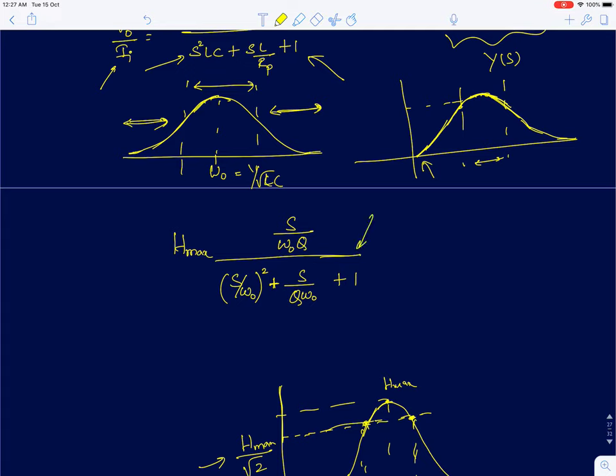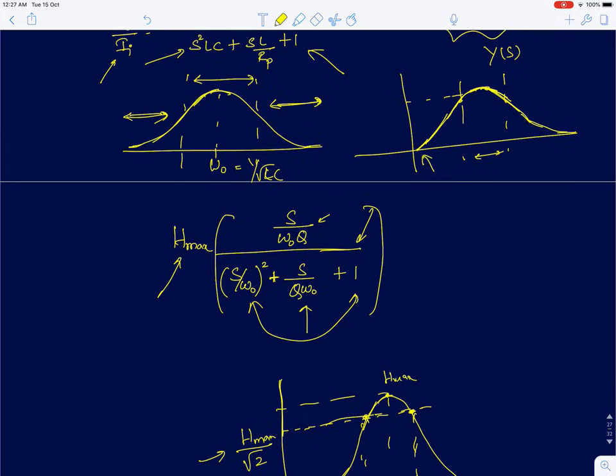You can see that at the resonant frequency, these two terms will cancel out. So you will be left with S by omega naught divided by S by omega naught, so you will get 1. And I've multiplied this with H max, which is nothing but the maximum gain of this bandpass transfer function, or the bandpass frequency response.